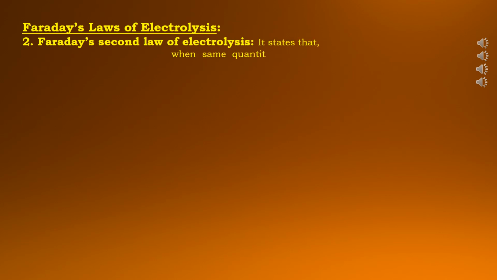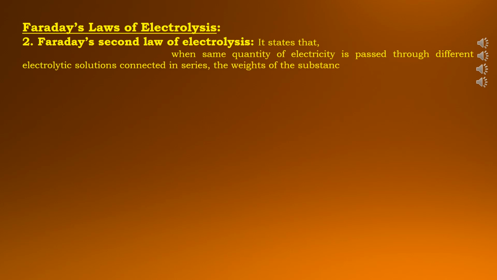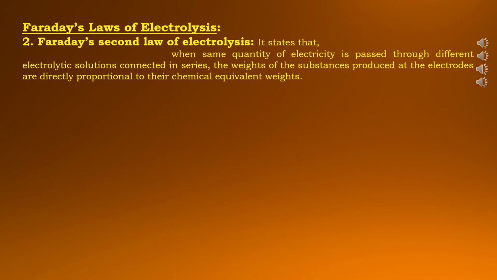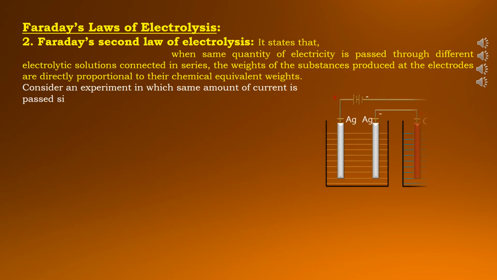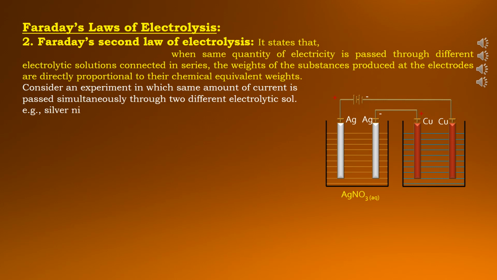Now let's discuss Faraday's second law of electrolysis. It states that when the same quantity of electricity is passed through different electrolytic solutions connected in series, the weights of the substances produced at the electrodes are directly proportional to their chemical equivalent weights. Let's understand by taking an example. Consider an experiment in which the same amount of current is passed simultaneously through two different electrolytic solutions, for example, silver nitrate and copper sulfate, as shown in the figure.